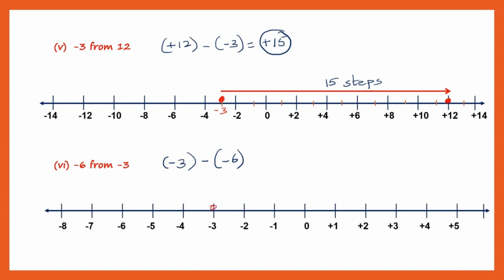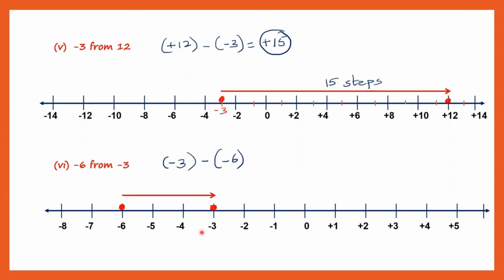So let's mark minus 3. We have marked minus 3. Let's mark minus 6. We have marked minus 6. Now look at the second integer. The second integer here is minus 6. Now we need to move from minus 6 to minus 3. That is, we're going to move from here to here. Let's see how many steps we need. 1, 2 and 3. Only 3 steps to reach minus 3.